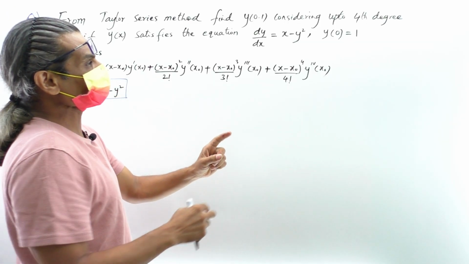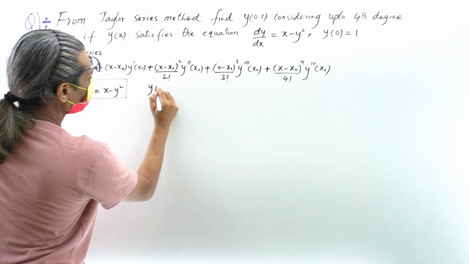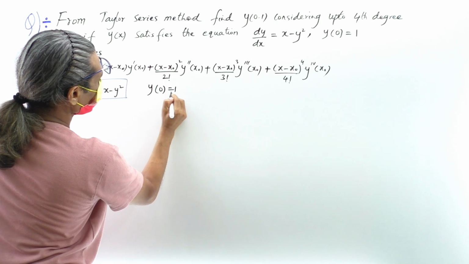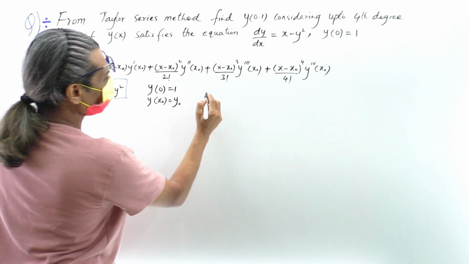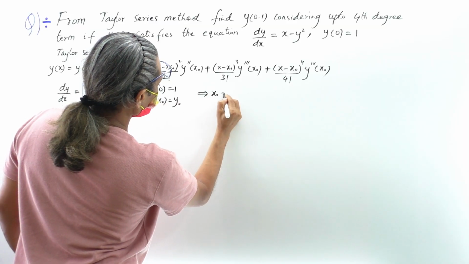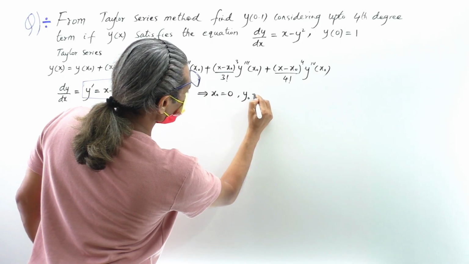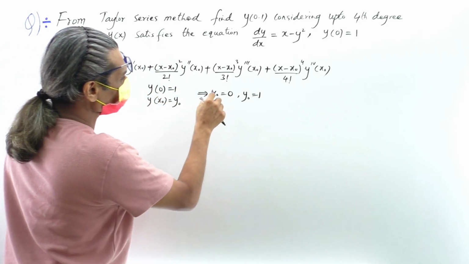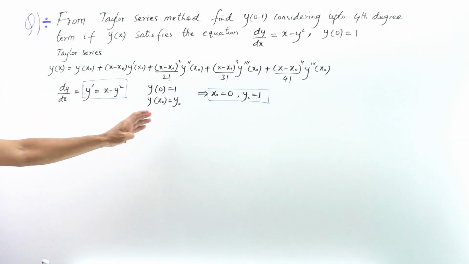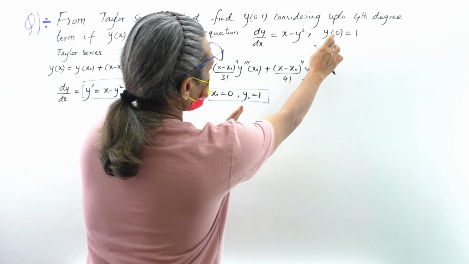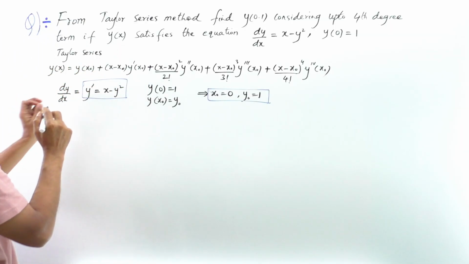Next, this condition is compulsory in any problem, that is y of 0 is equal to 1, which means y of x naught is equal to y naught, the initial values. That implies x naught is equal to 0 and y naught is equal to 1. We have to start solving with these values. This will be compulsorily given in any problem. Okay, so we have y dash and we have x naught and y naught. Fine. Next, let's go step by step.